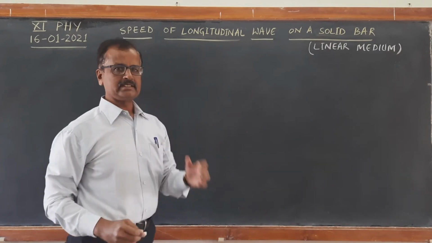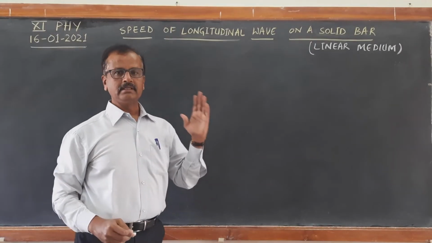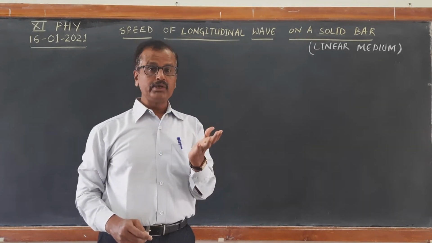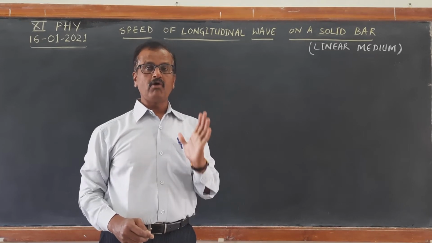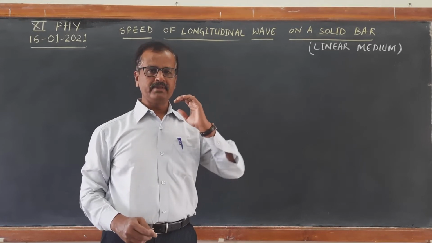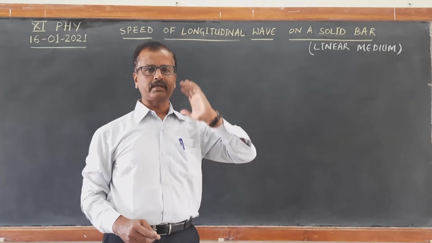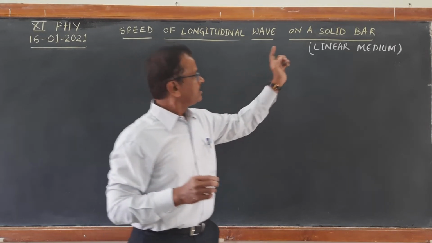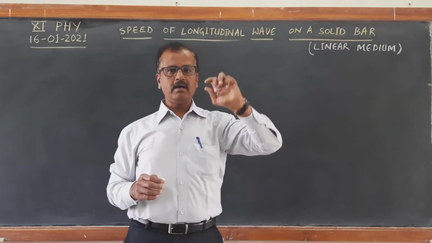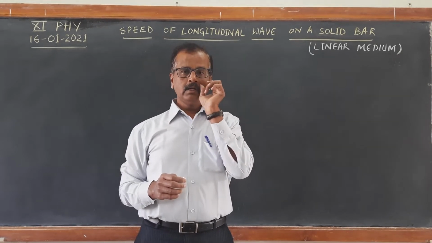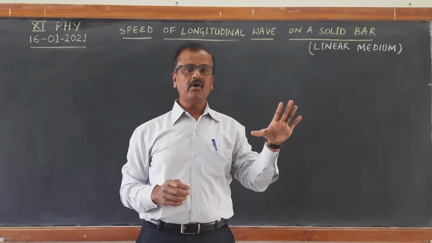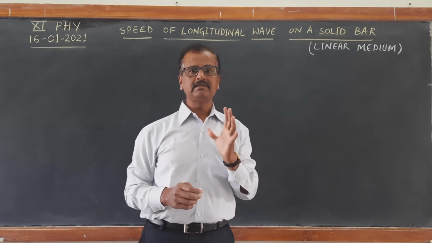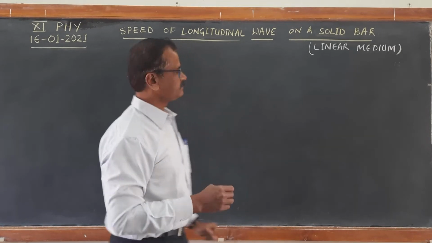So the elastic property that is responsible here is the Young's modulus. You know what is Young's modulus? It is the ratio of longitudinal stress to the longitudinal strain. So when a longitudinal wave travels by forming alternative compressions and rarefactions, the linear medium like the solid bar will tend to have the longitudinal stress and the longitudinal strains. Therefore we need to consider the elastic property that is Young's modulus.